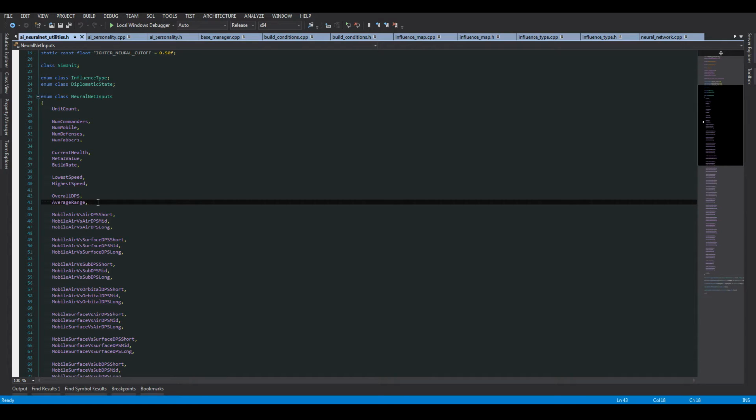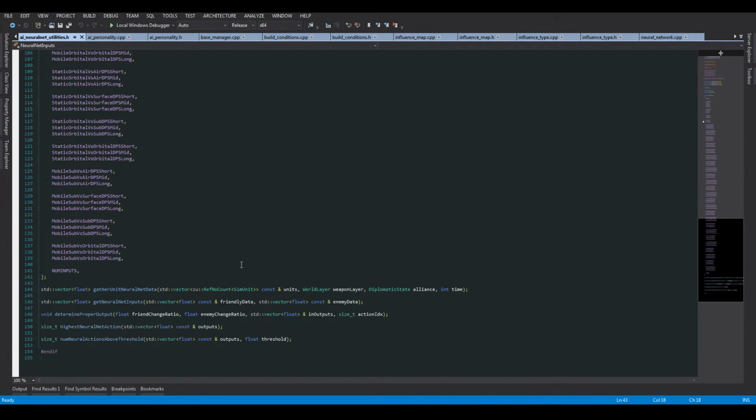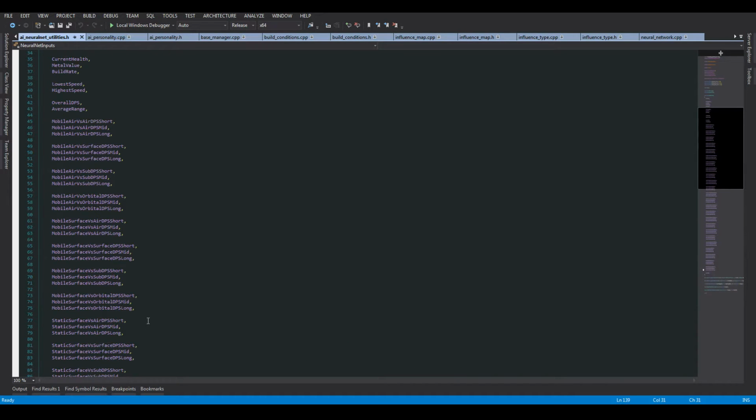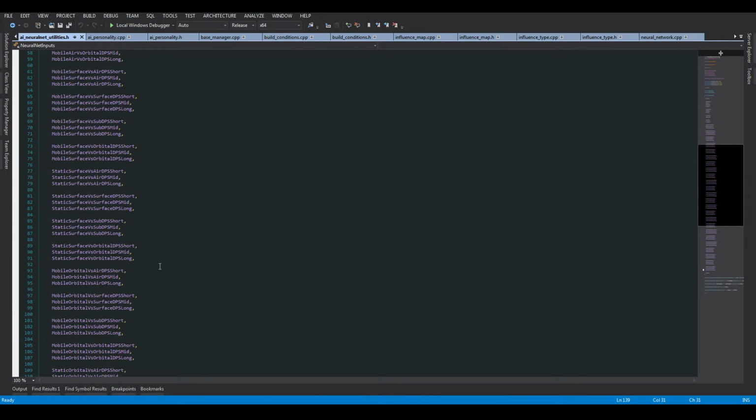Somebody during Sunday stream made the point that that may not be enough information. And I agree, and I had thought about that for a while. I finally decided, I don't know if it was Sunday or Monday, to start doing this, and I'd add more inputs and see what the heck happens. So I added all these. Yeah, that is a crap ton. What are we up to now? 84 inputs. So now what we have is basically all the layer versus layer DPS for short, mid, long: air versus air, air versus surface, surface versus surface, surface versus orbital.